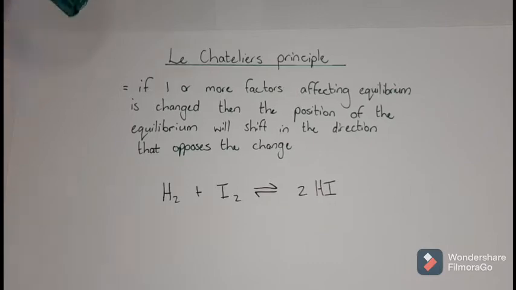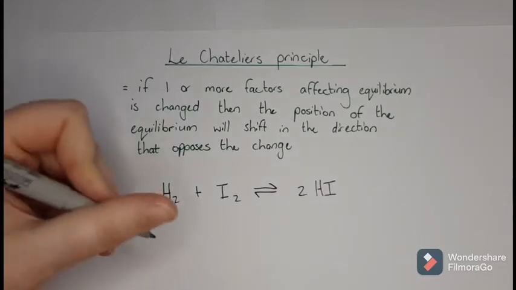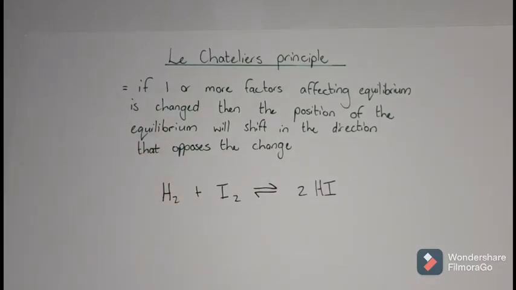Because whatever I change, I want to shift the equilibrium the opposite way to get back to what I originally had. So if I look at the factors that are going to affect equilibrium, those factors would be concentration, pressure, and temperature. So the first one being concentration.